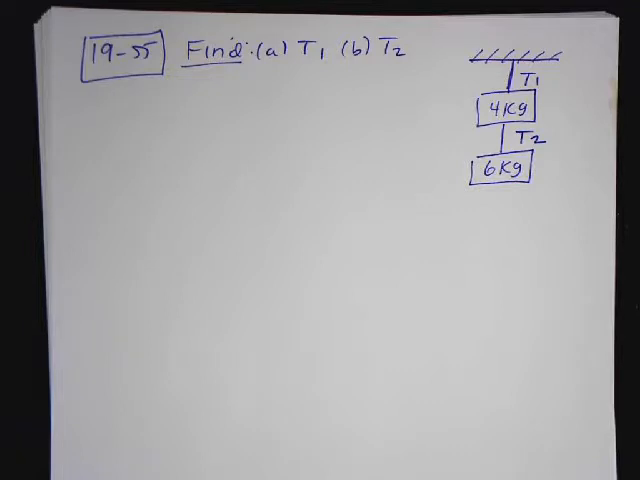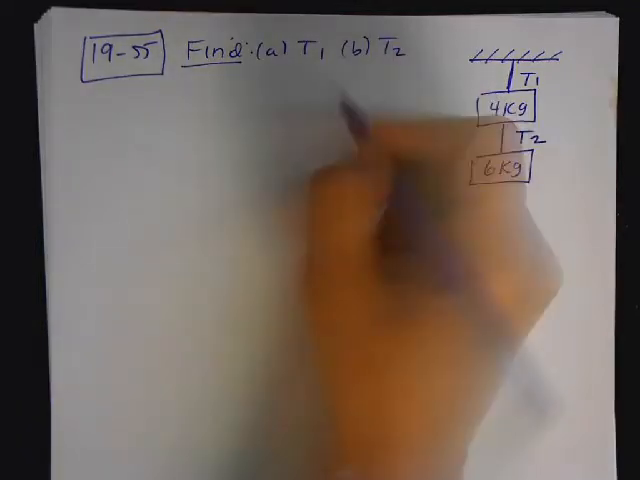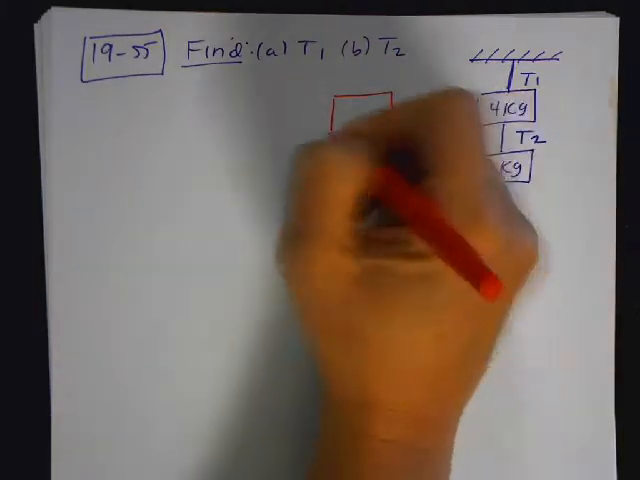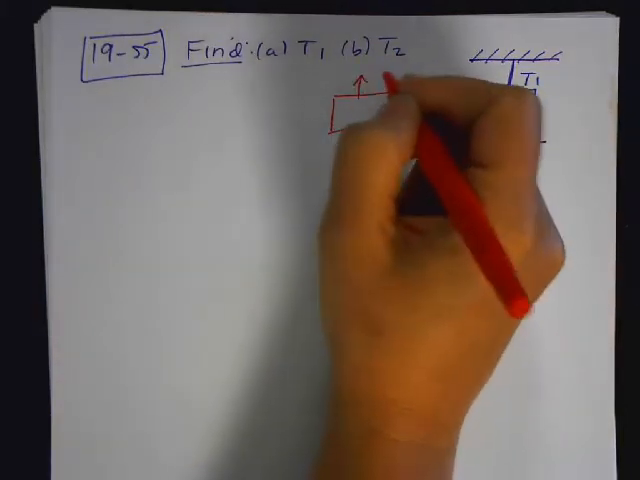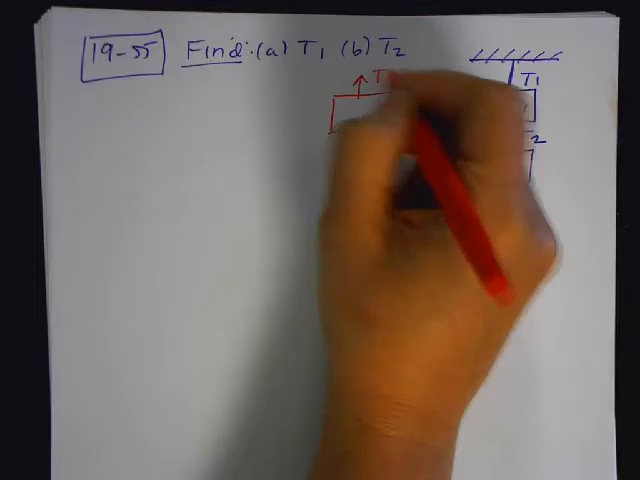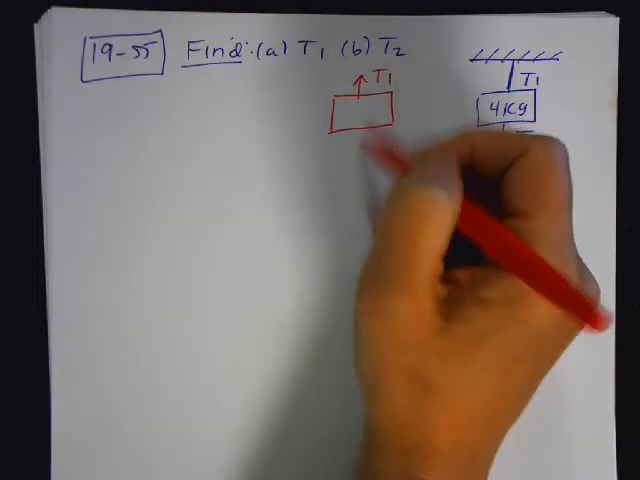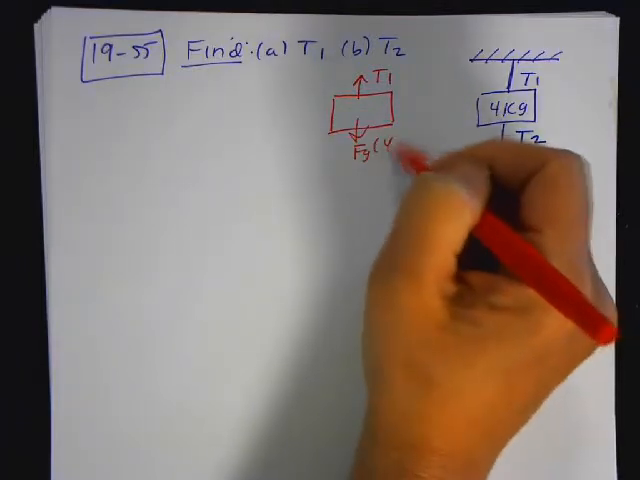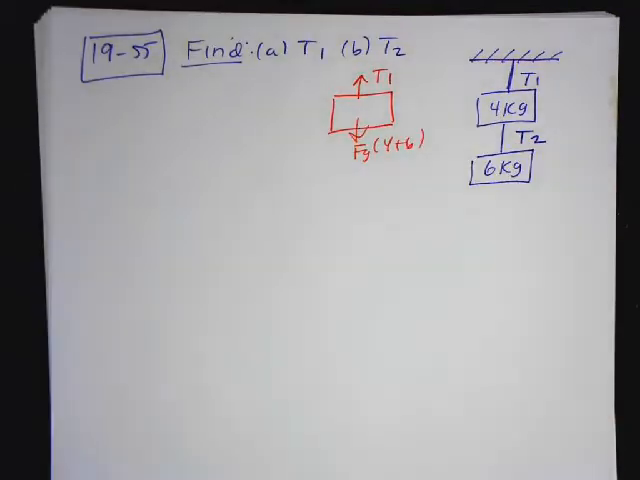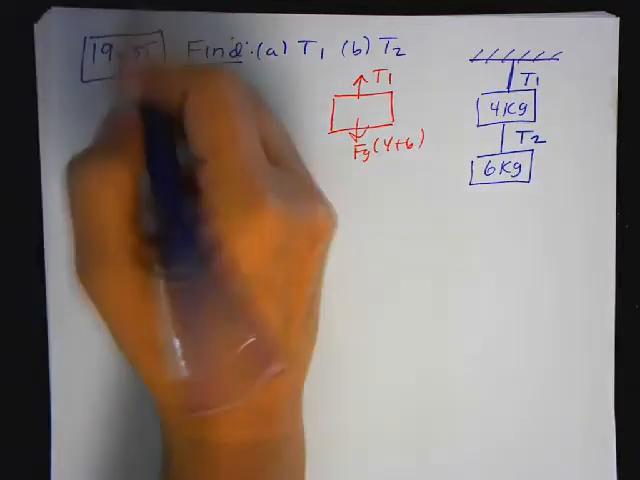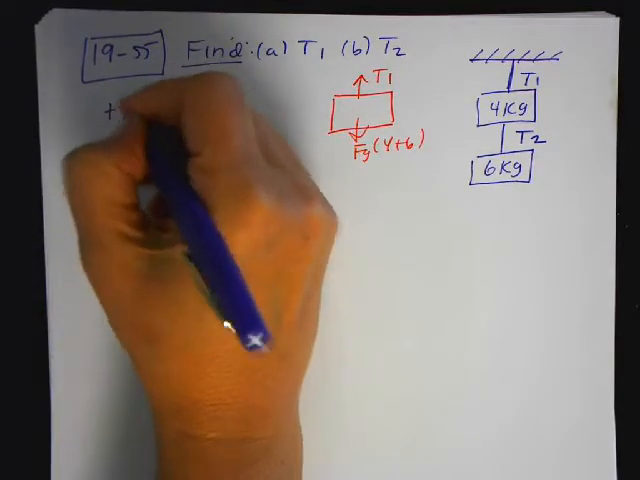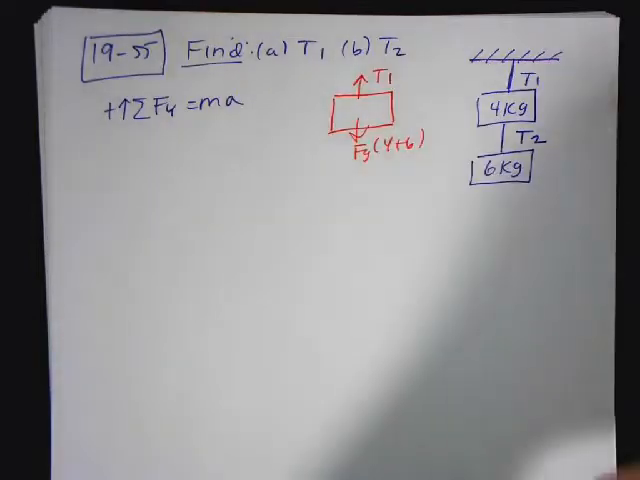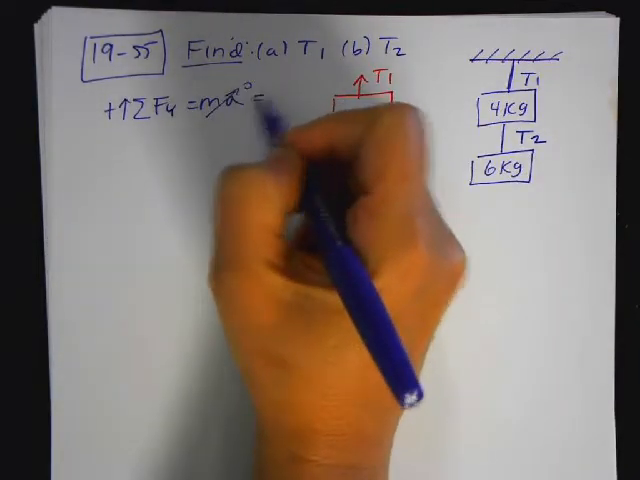So you have to look at the individual free body diagrams. So here is the 4 kilogram mass on the top, and here is T1. Now the weight is pulling down, but the weight that's pulling down on here is going to be the weight of the two blocks combined. So when I sum forces, and I say summation of F of y is equal to ma. Now this is in static equilibrium, so they're not moving. So this is equal to 0.